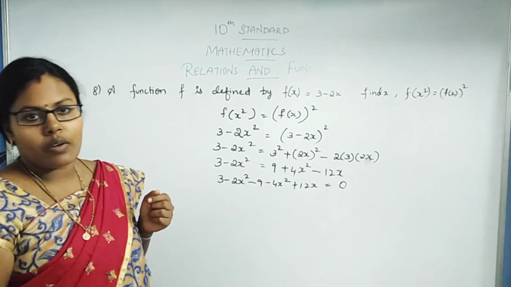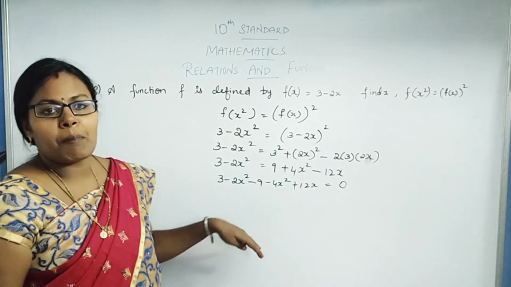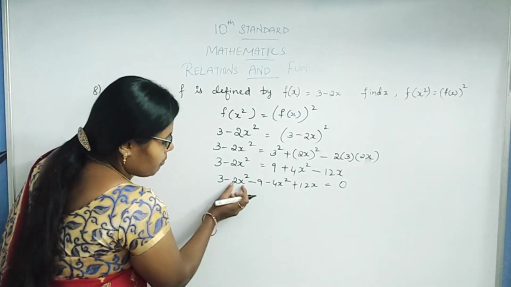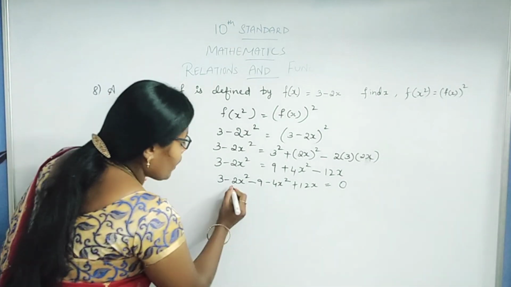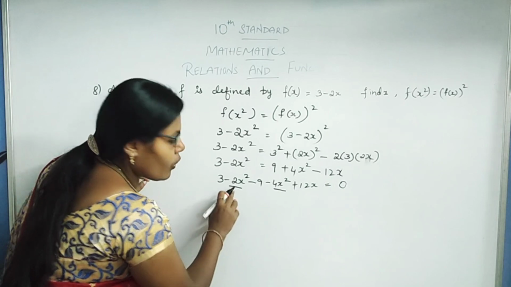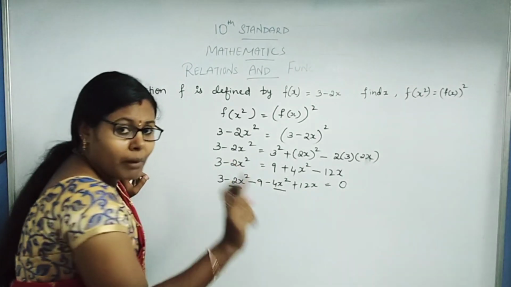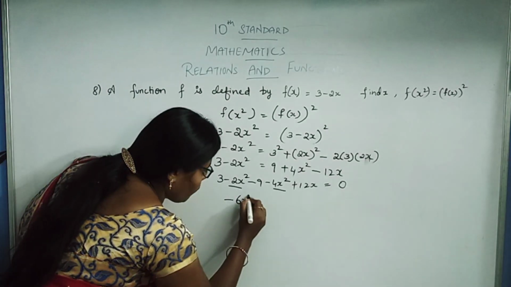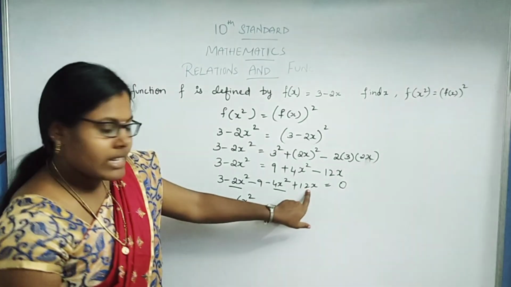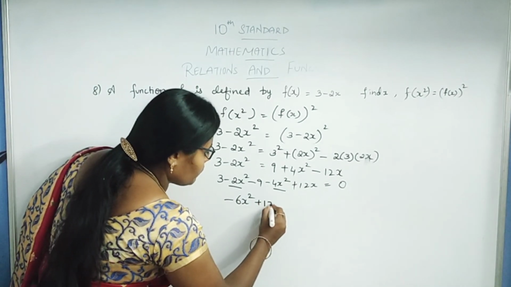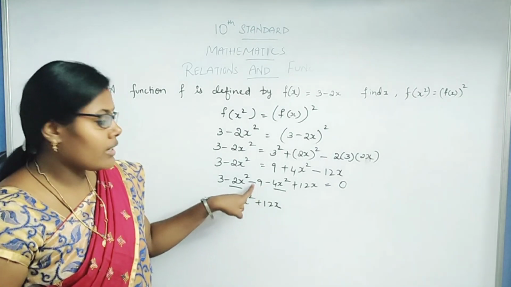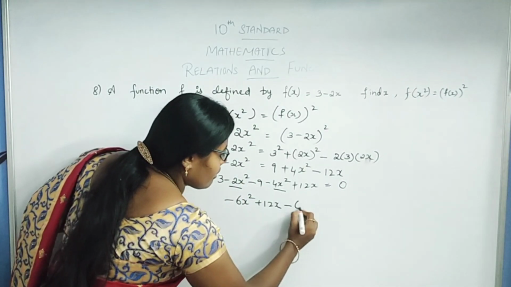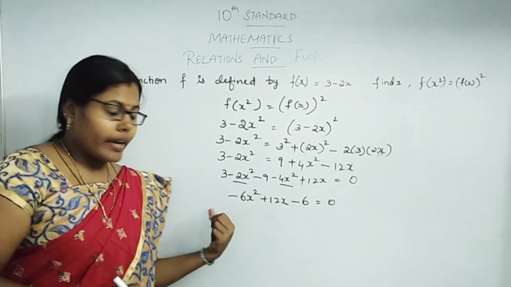Okay, now what we'll do, we'll add or subtract the similar coefficients. See, minus 2x square minus 4x square, so minus 4 minus 2 is 6, greater number symbol is minus, so minus 6x square. Okay, then you have only one x term, just write there. Then 3 minus 9, so 3 minus 9 again 6, but greater number symbol is minus, so minus 6 is equal to 0.